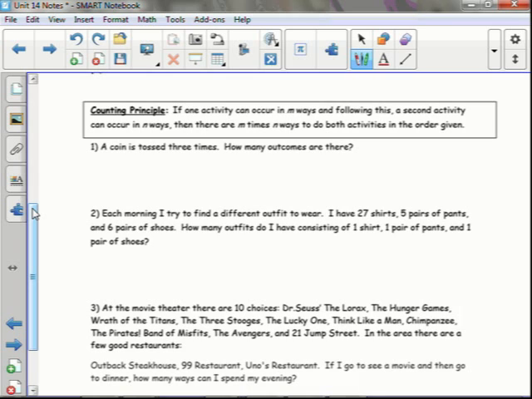So a coin is tossed 3 times. How many outcomes are there? Well, the first time you toss the coin, it could be heads or tails. That's 2 possible outcomes. The second time, it could be heads or tails. That's 2 possible outcomes. The third time, it could be heads or tails, 2 possible outcomes. So you just multiply those together. You get 8 possible outcomes.